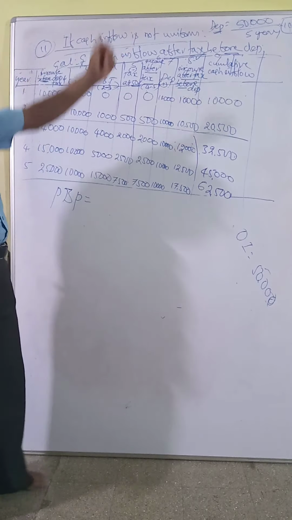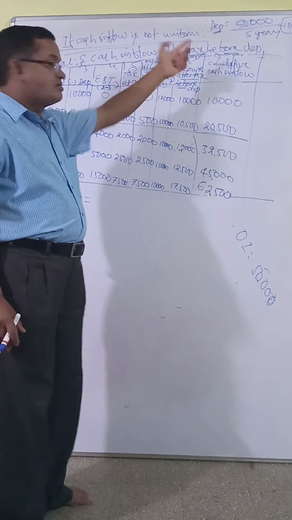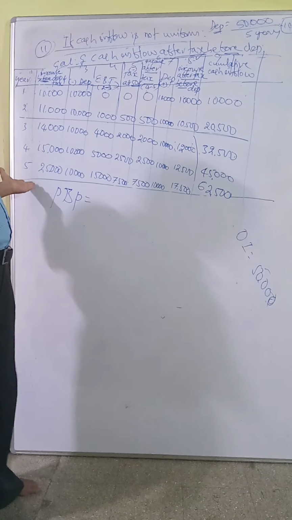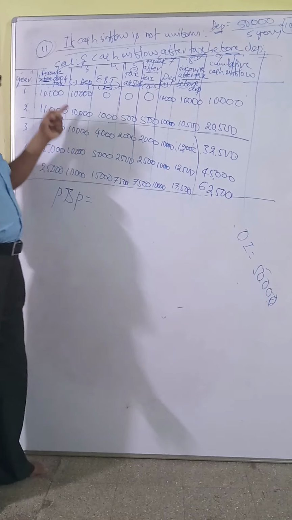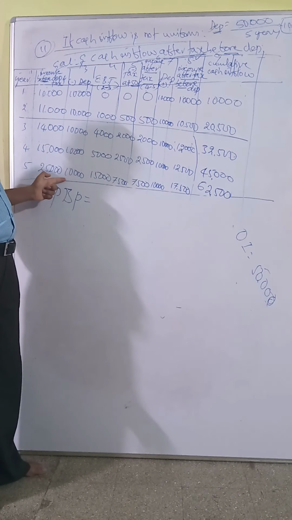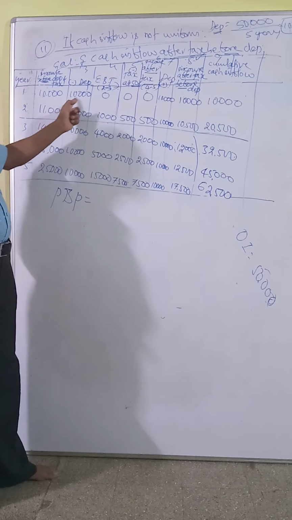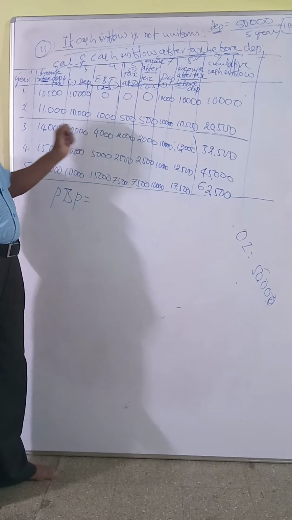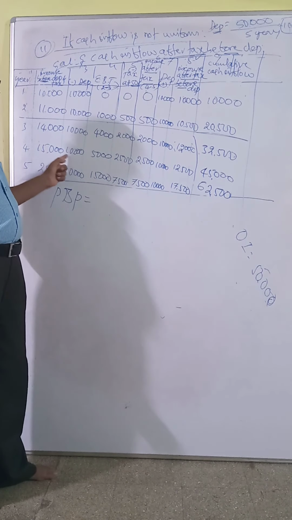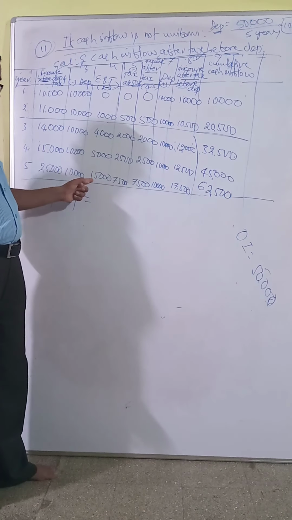Third column: depreciation equals what? Cost of investment was 50,000 divided by the estimated life of 5 years, so 10,000 each year. Have to deduct: 10,000 minus 10,000 is 0, 11,000 minus 10,000 is 1,000, 14,000 minus 10,000 is 4,000, 15,000 minus 10,000 is 5,000, 25,000 minus 10,000 is 15,000.